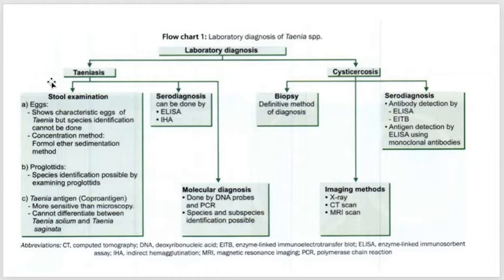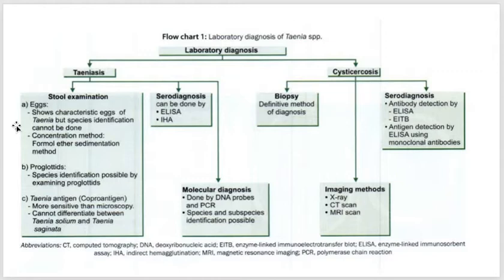Many times, we send the patient's stool to the labs to check for any infection, eggs, or abnormalities we can find. On microscopic examination of the feces, they can find the eggs. Again, species identification is very hard to do from the eggs because, as I told you, Taenia solium as well as Taenia saginata have almost the same morphology, the same eggs.